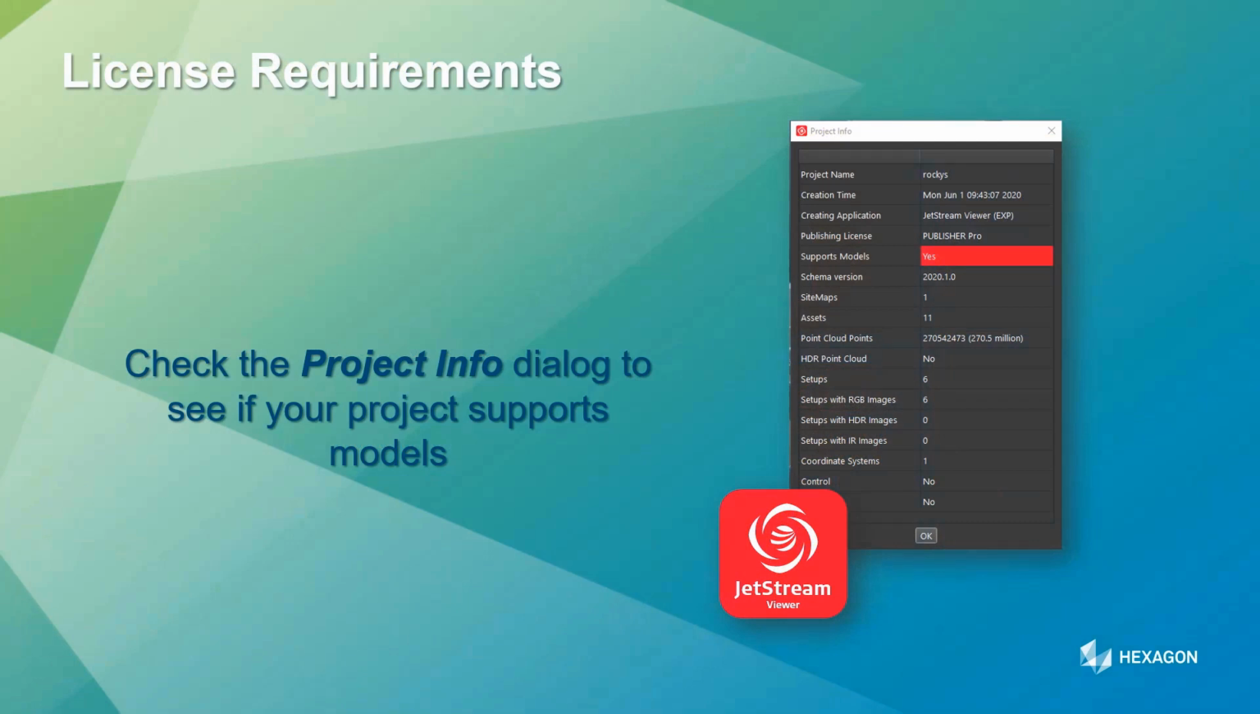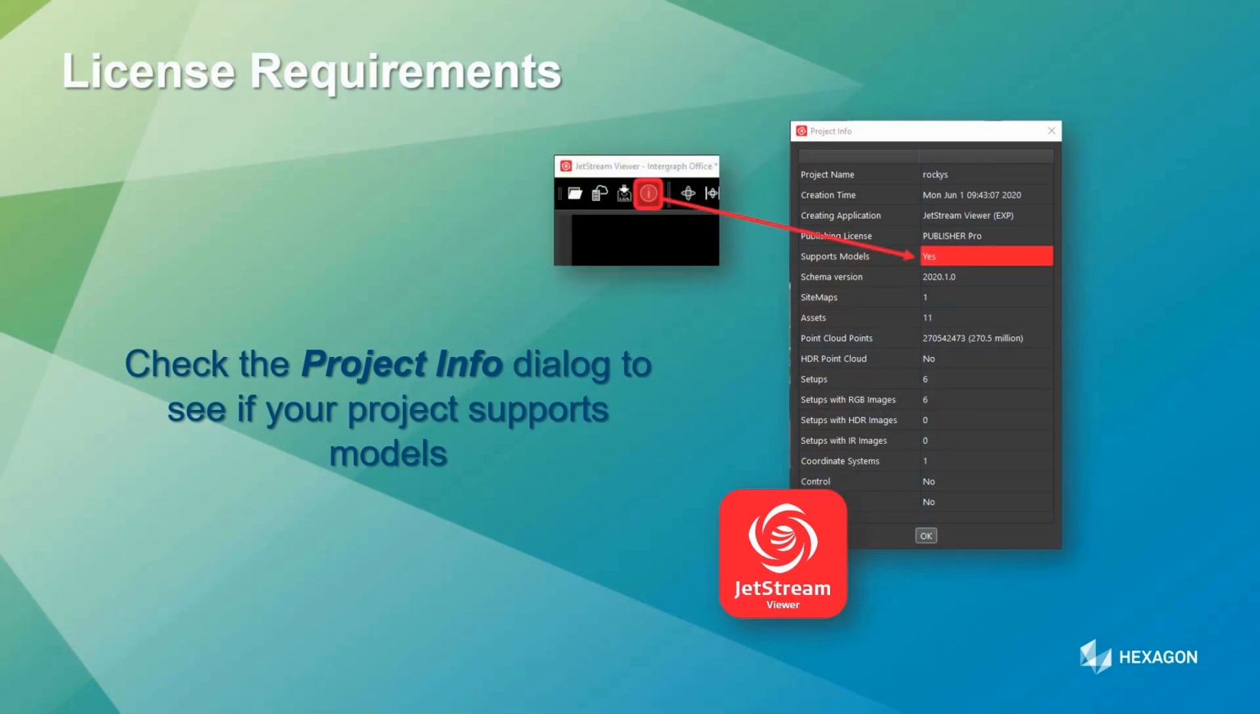Then also moving on to what we were talking about before, the JetStream Viewer project information, which will tell you if your LGS file supports models. So you can see here, if you click the little information bar at the very top of JetStream Viewer, it will give you all the project information. It will tell you how many setups, all the metadata, the number of points. But fundamentally now we've added this new line which says supports models, yes or no. So you can see immediately as soon as you get an LGS file whether you're able to actually append it with the 3D model data. So that's really important to know.